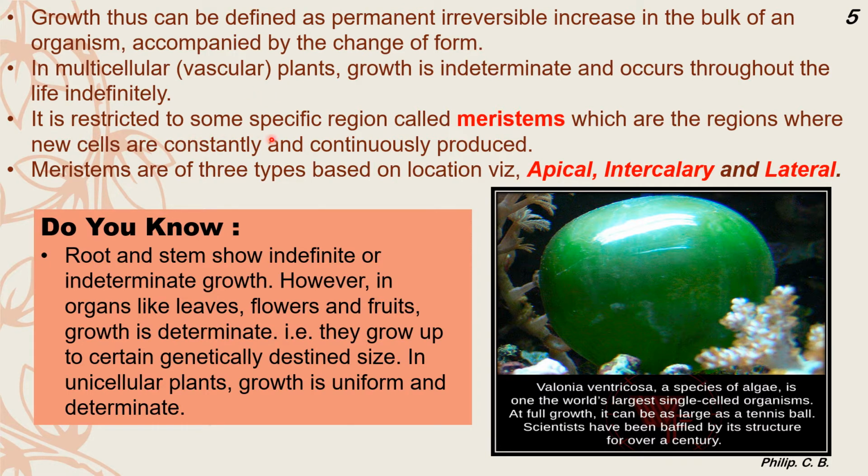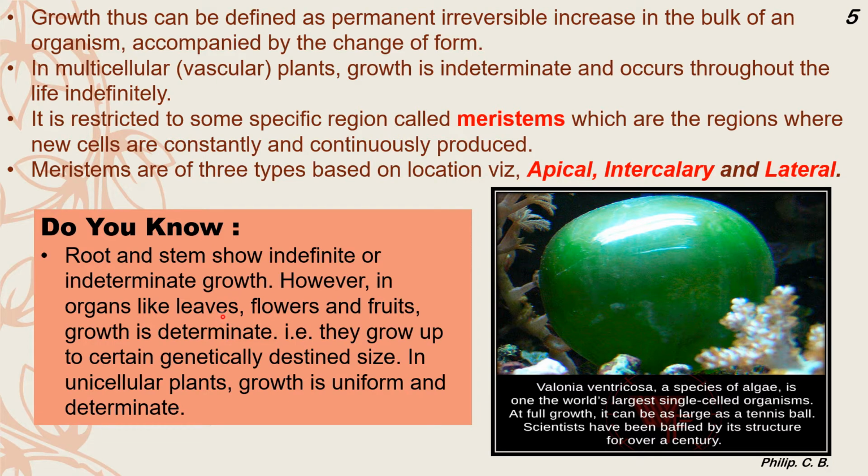Further, it is restricted to some specific regions called meristems, which are the regions where new cells are constantly and continuously produced. Further, meristems are of three types based on the location, that is apical meristem, intercalary meristem and lateral meristem. So further in the slide, we can see all the three parts and what is the position of these three parts.